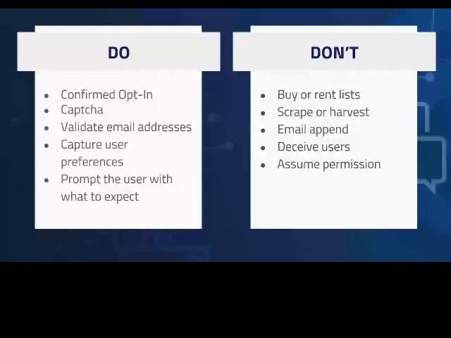The next do is validate email addresses. This is something that Mailgun can actually help with directly with the use of our email validation API. User submits an email address into the form. Oftentimes they'll fat finger it and put a typo in there.